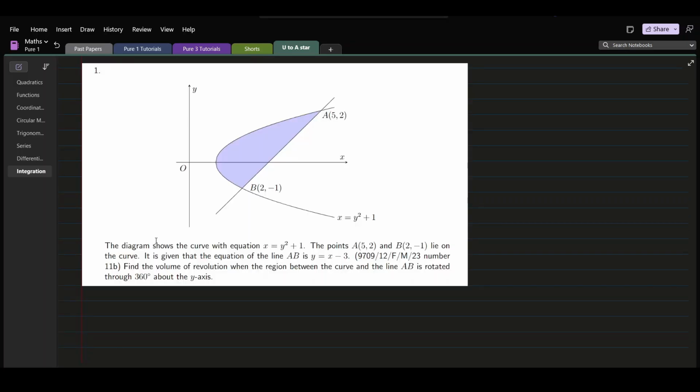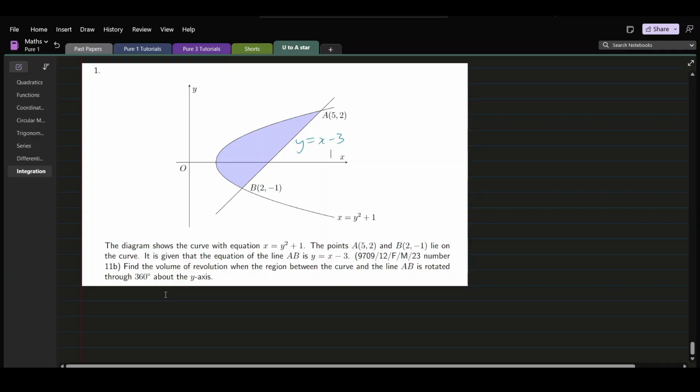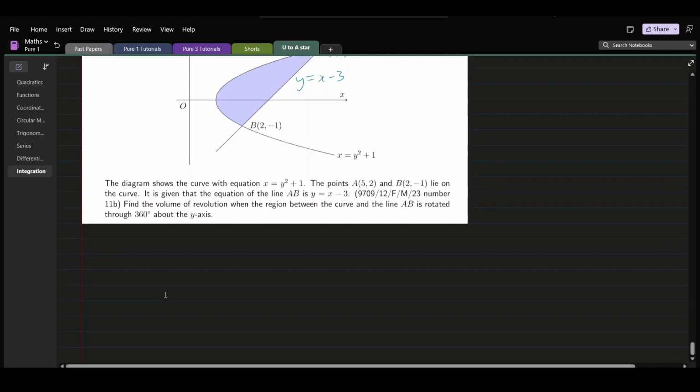The diagram shows the curve with equation x is equal to y squared plus 1. The points A(5, 2) and B(2, negative 1) lie on the curve. It is given that the equation of the line AB is y is equal to x minus 3. Okay, so this line is equation y is equal to x minus 3. Find the volume of revolution when the region between the curve and the line AB is rotated through 360 degrees about the y-axis. So we want the volume when the shaded region is rotated about the y-axis.